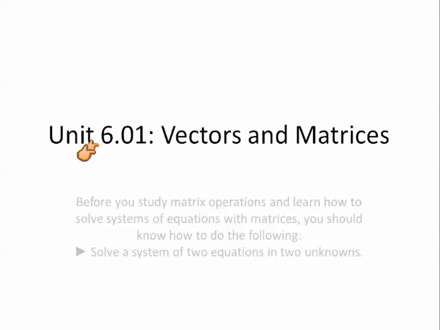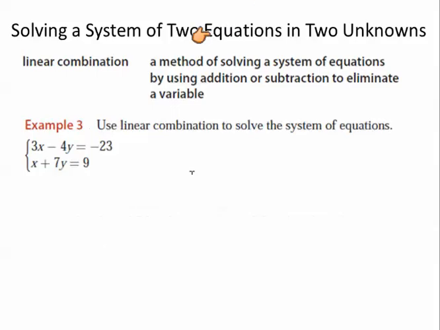So we're looking at Unit 6.01, Vectors and Matrices. Before we start learning about matrices, we got to know how to solve multiple equations with multiple unknowns. This is a two equations and two unknown problem. And I want to use a linear combination approach to solve this. Linear combination. What that means is I'm going to take one of these equations and multiply it by something so that when I add them together, that variable will disappear.